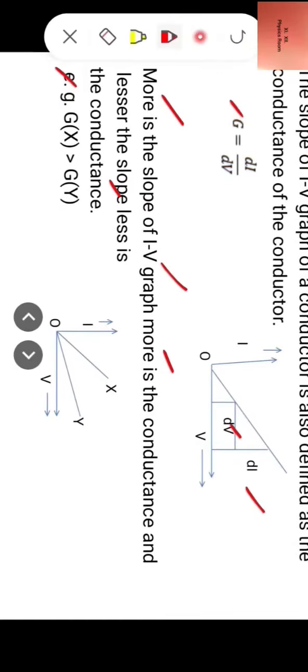For example, Gx is more than Gy because x has more slope than y. Therefore, Gx is more than Gy. Conductance of conductor X is more than conductance of conductor Y. Or resistance of conductor Y is more than the resistance of conductor X.